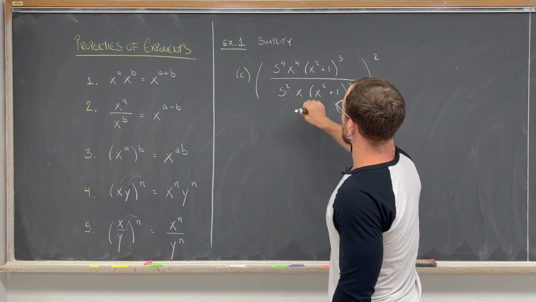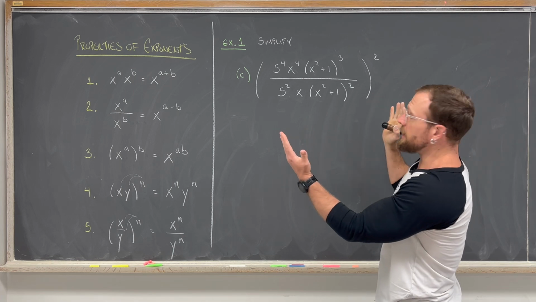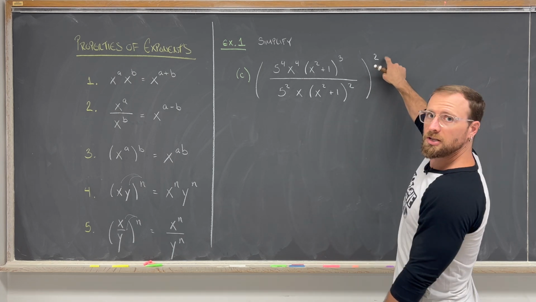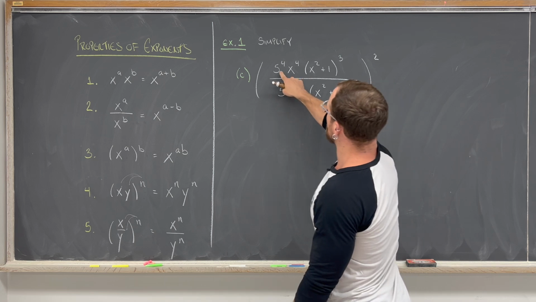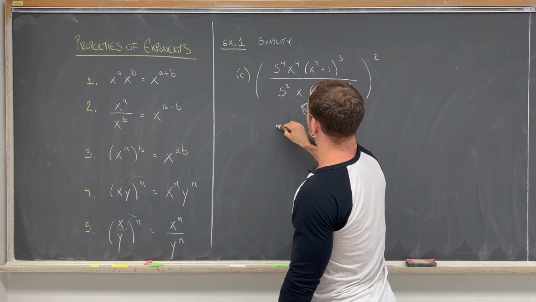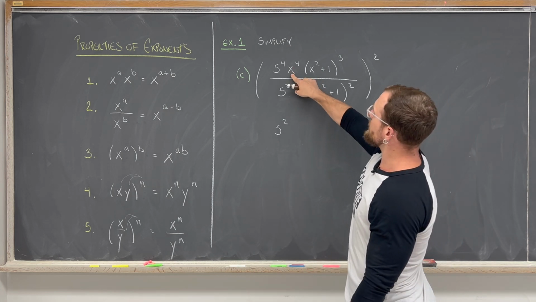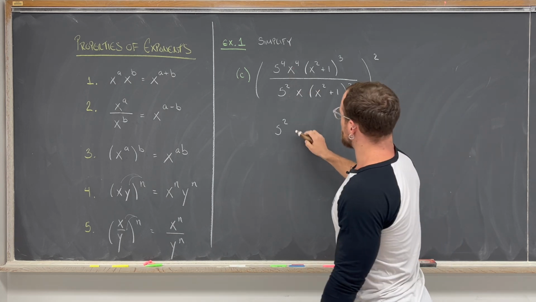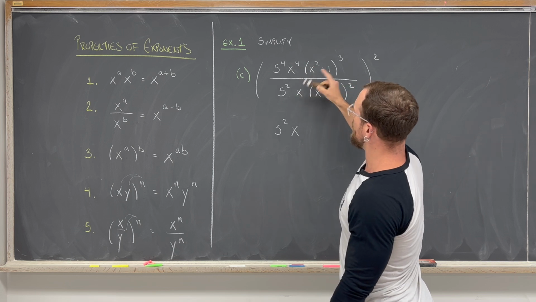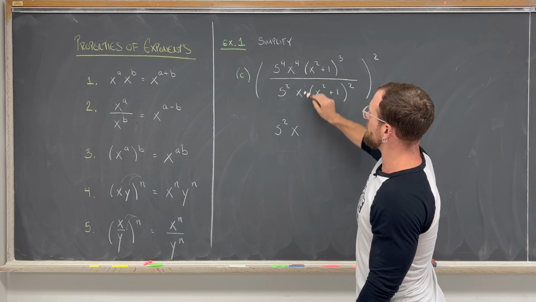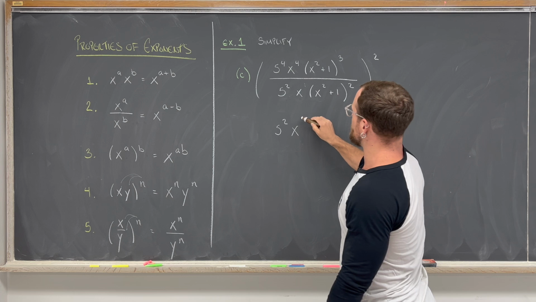So if I go along, working my way from the inside out, starting inside the parentheses, we'll handle this squaring at the very end. I've got 5 to the 4th over 5 squared. That's a 5 to the 4 minus 2, leaving me a 5 squared. I've got x to the 4th over x. That's an x to the 4 minus 1. There's a hidden exponent of 1 here. Okay? 4 minus 1 gives me 3.